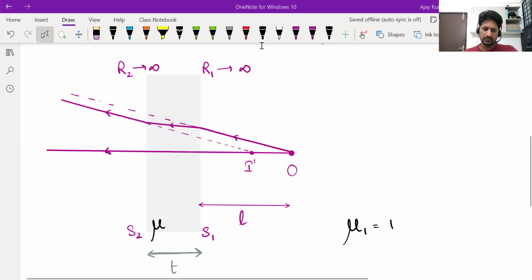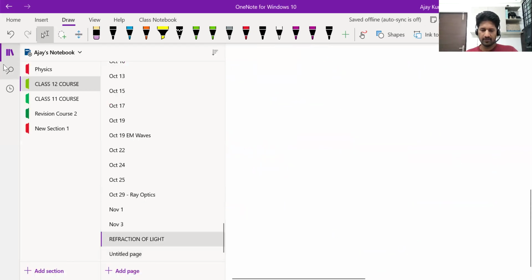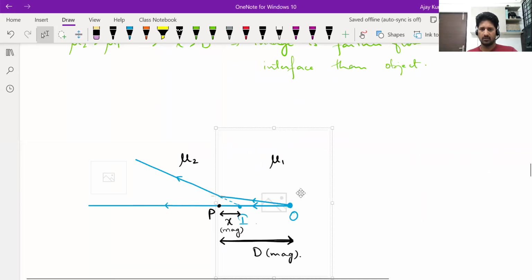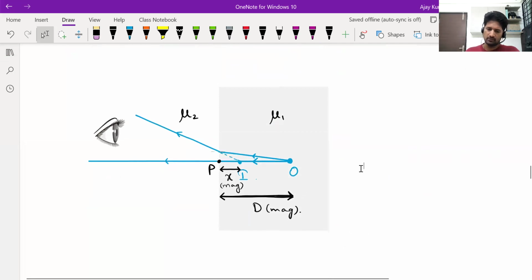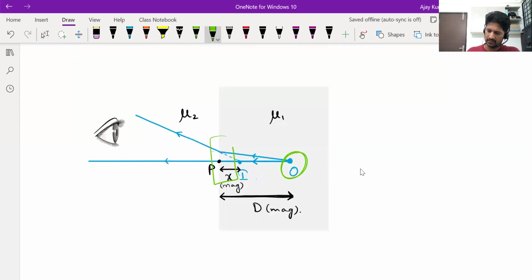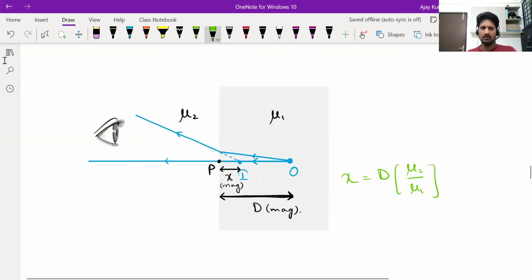Okay. Last class we discussed what to do if one refraction happens at a flat surface, that apparent depth and all. Like this example you can take. The object was inside glass. Light bends once at this surface, and this is where you get the image. And how did we find the image position in this case? We used a spherical surface refraction formula, but finally we showed that this can be found using the apparent depth formula. Okay, x is equal to d, the actual depth, into mu2 by mu1. We can find it out that way for a single refraction.